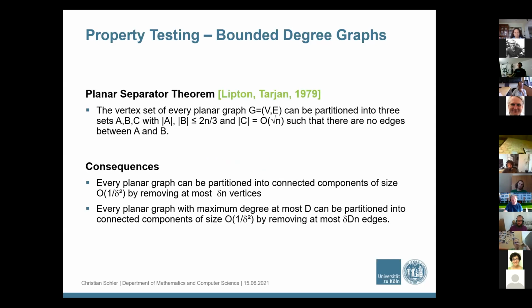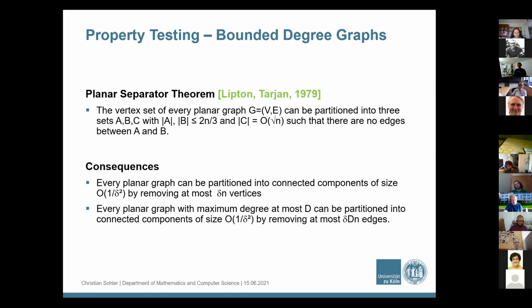We realized quickly that one thing that is very helpful in planar graphs is the planar separator theorem, which tells you that if you have a planar graph, you can partition it by removing roughly root n vertices into two sets A and B, which are not connected. So C is the separator, and if you remove the set C, you are getting disconnected sets A and B.